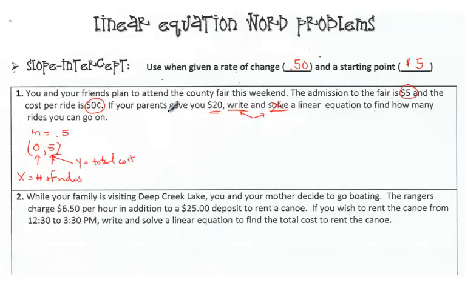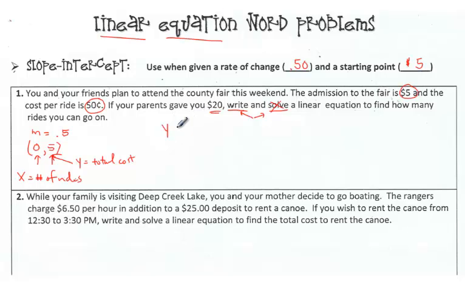Ultimately, what I'm trying to get is a linear equation. For this problem, it makes the most sense to write that linear equation in slope-intercept form, because I've been given a slope and an intercept. If you were to give me, for this problem, a linear equation in a different form, I would absolutely accept it. However, it makes the most sense to use the slope-intercept.